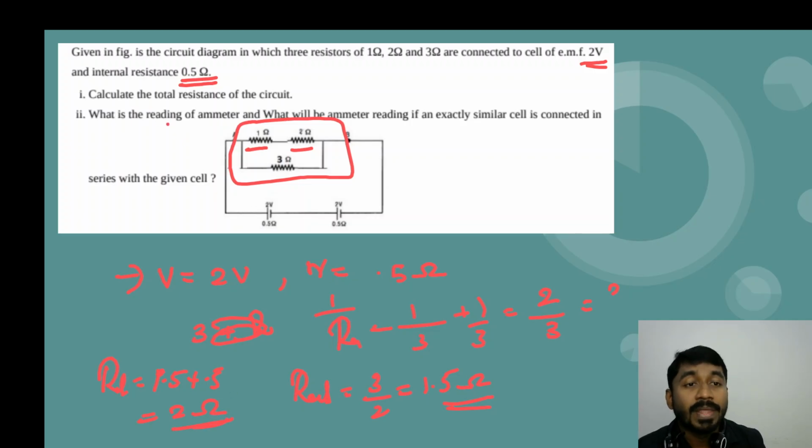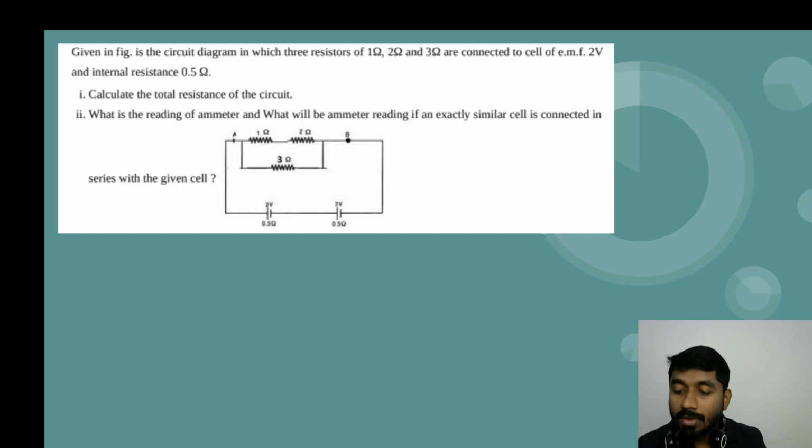What is the reading of the ammeter? So take the screenshot, I am going to clear the screen. What is the reading of the ammeter, and what will be the ammeter reading in the similar second case? First we will find the current, I equal to voltage by resistance. In the first case the voltage was 2 and the resistance we got is 2. We will get the answer as 1 ampere. Understood? In the first case the total resistance is 1.5 + 0.5, which is 2, and the voltage is 2.